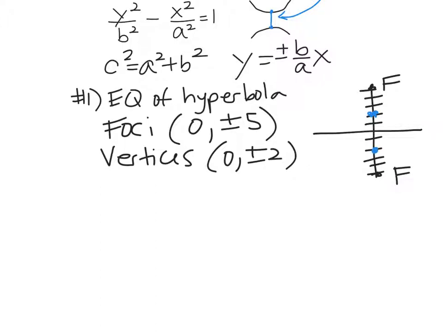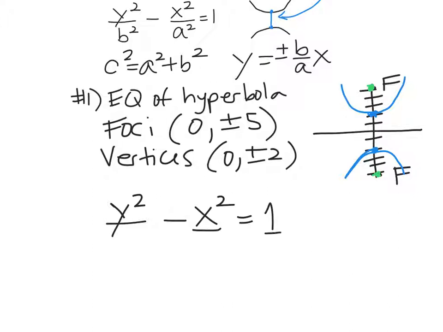And so I can tell right away that this hyperbola opens up and down, because those foci have to be inside of that bowl. They're inside of an ellipse, inside of a parabola, inside of a hyperbola. And so now we can write our equation. So what am I going to start with? This is an up and down hyperbola, so I'm going to start with y squared, and then minus x squared equals 1.